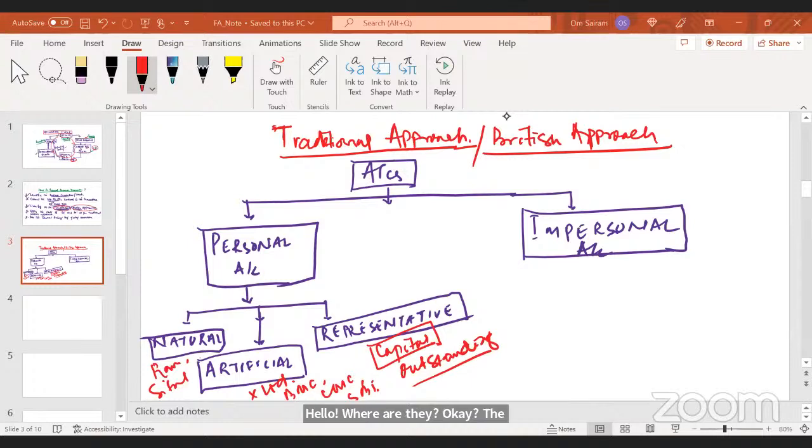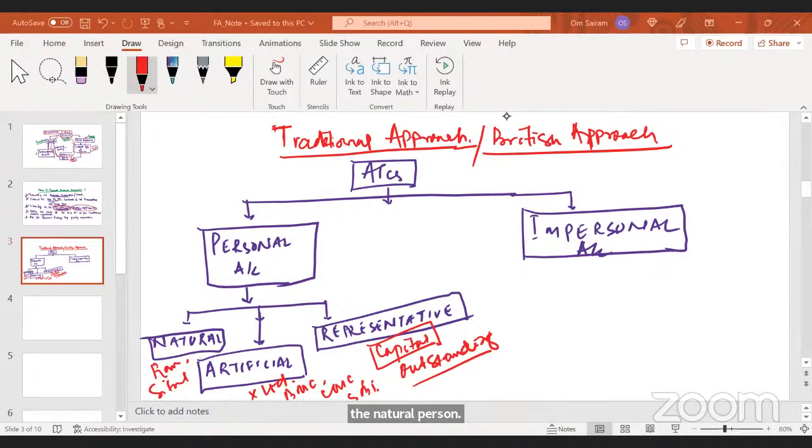Someone is asking, sir, please repeat the representative. Representative means it represents either a natural or artificial person, like Sita, Mita, Ram, Gita, or it may represent an artificial person. I have already given one or two examples here. Capital account: whenever we are talking about capital, what is it? It is the owner's contribution in order to start an enterprise. Yes or no? So capital represents the owner. Who is the owner? Owner is a person, a natural person. So capital represents a natural person.